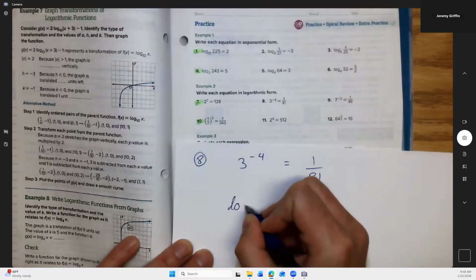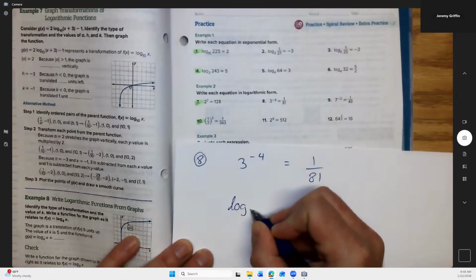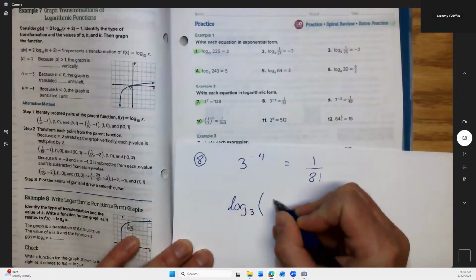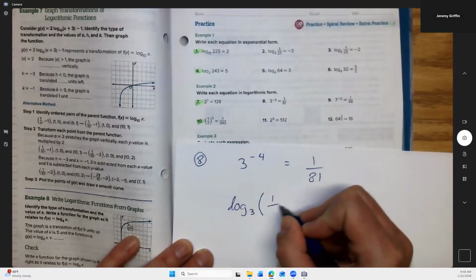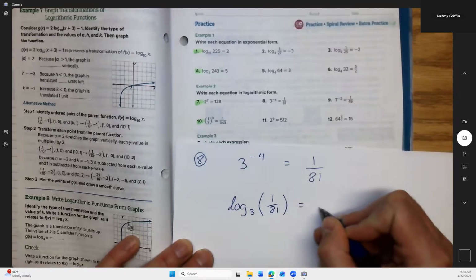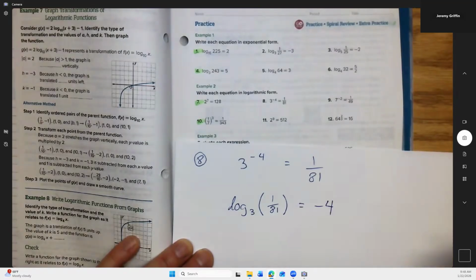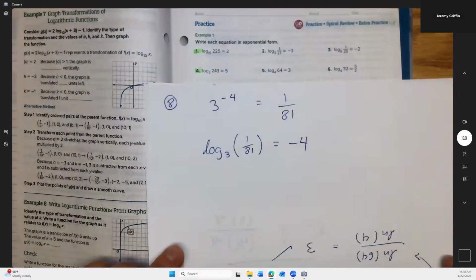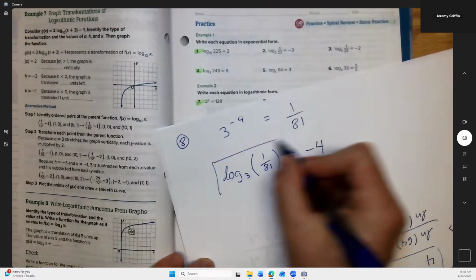Log base 3. Log base 3 of what? 1 over 81. And that should equal what? Negative 4. There you go. And let's check that. This is the answer they're looking for.